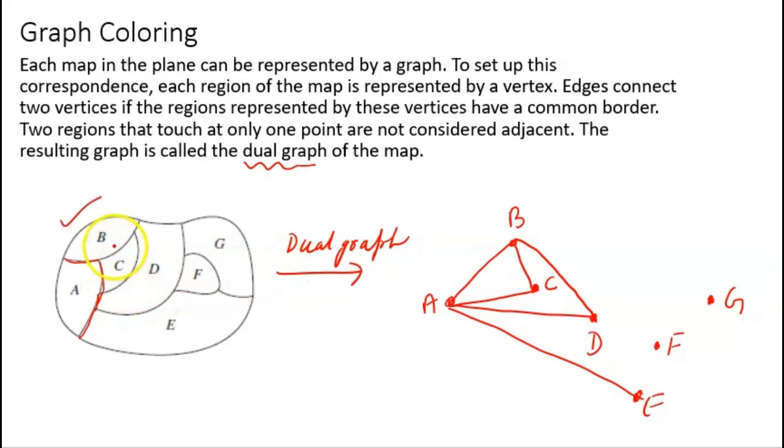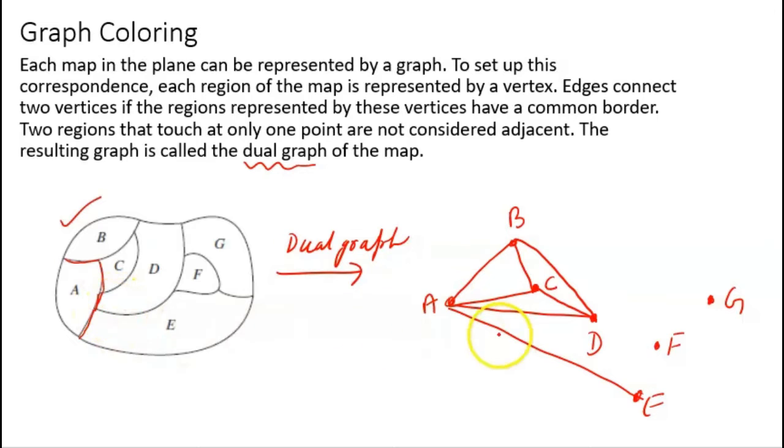C is sharing its boundary with A and B, so the two edges between A and C and between B and C are already drawn. We need to draw the edge between C and D because C and D are also sharing a boundary. Okay. Now I think we are done with C. Let us move to D.